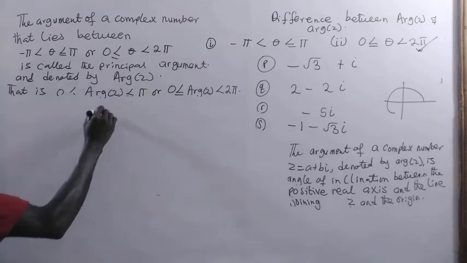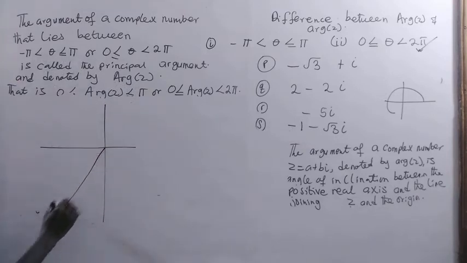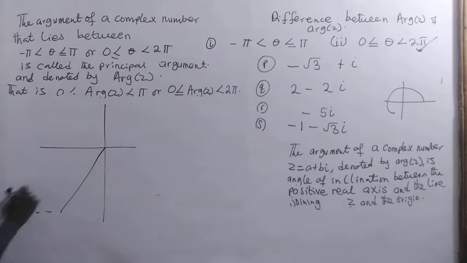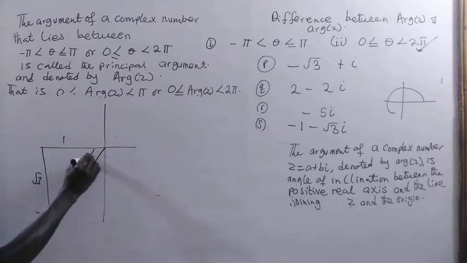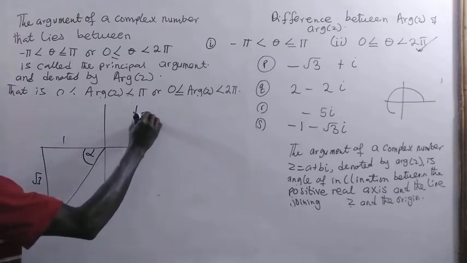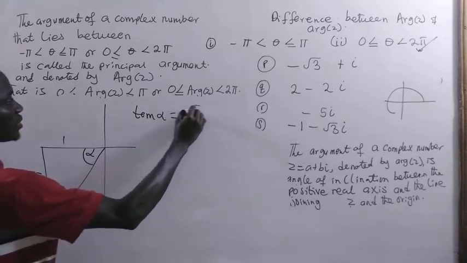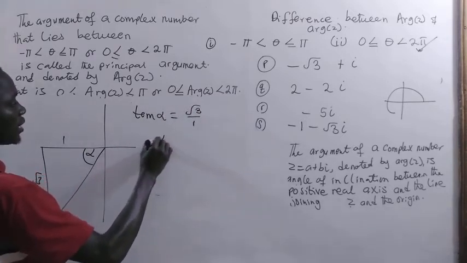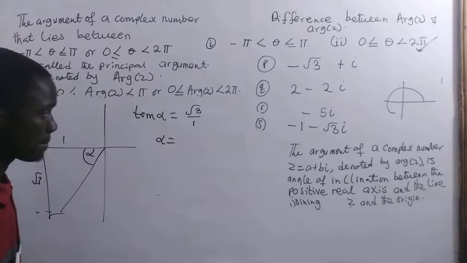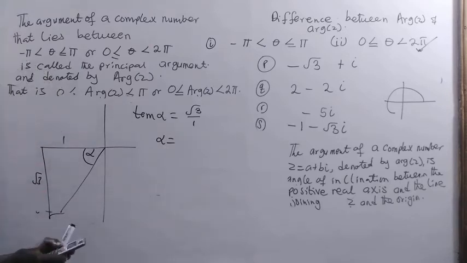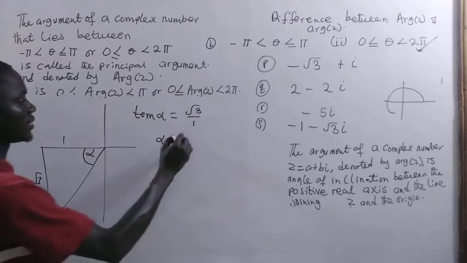Now for the last one, that is negative, negative, so it will be on this quadrant. 1 and root 3, so let's put alpha here. The tangent of alpha will be opposite over adjacent, that is root 3 on 1, and alpha will be equal to pi on 3, 60 in degrees.